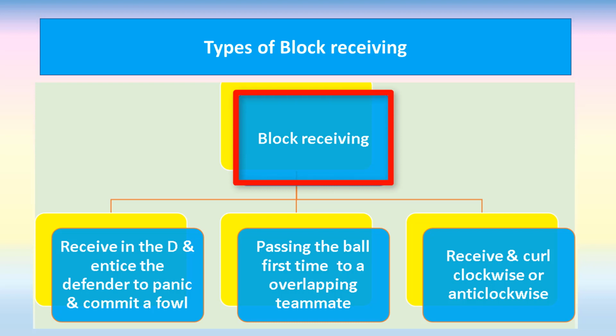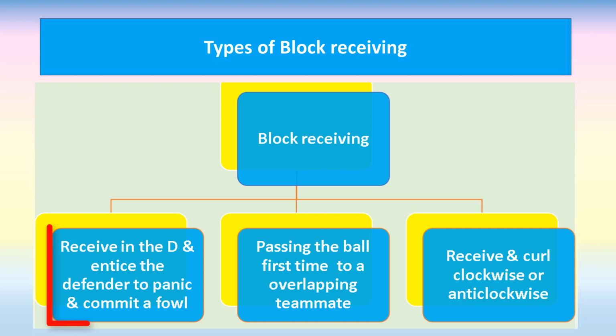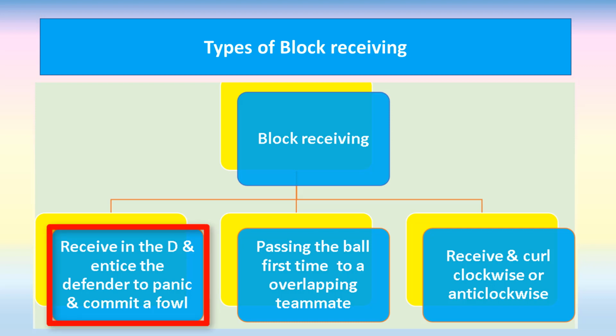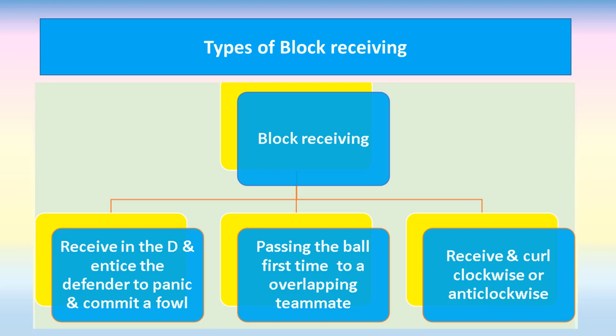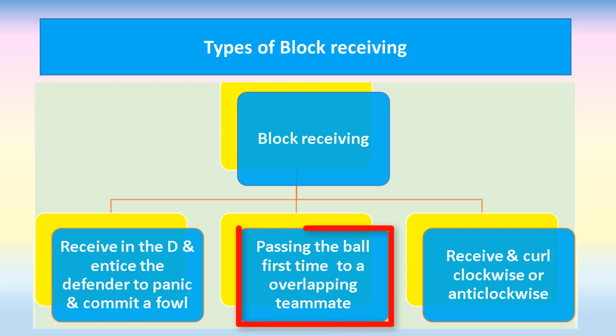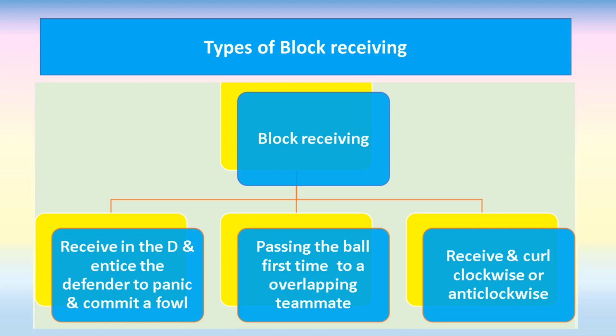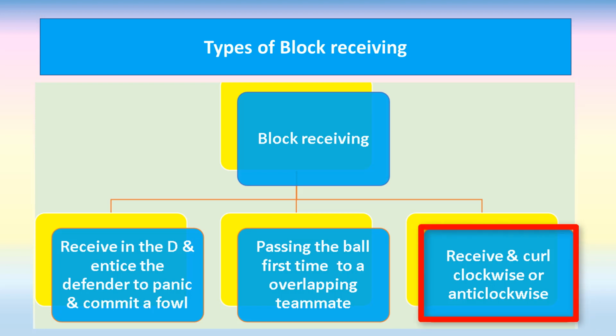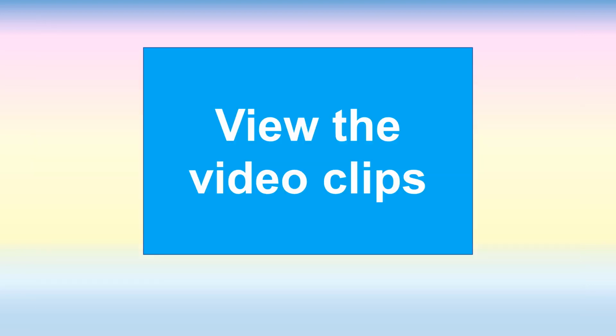There are basically three types of block receiving. Receiving the ball in the D to entice the defender to panic and commit a foul. Second type of block receiving, passing it first time to the overlapping teammate. And the third one is to receive the ball and curl either clockwise or anti-clockwise. Let's view the videos of these types of receiving in action.